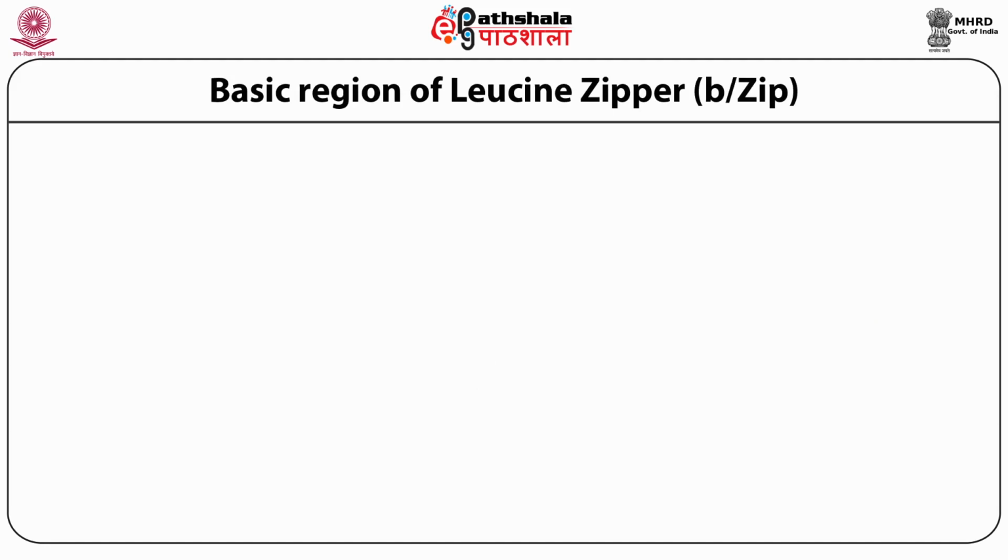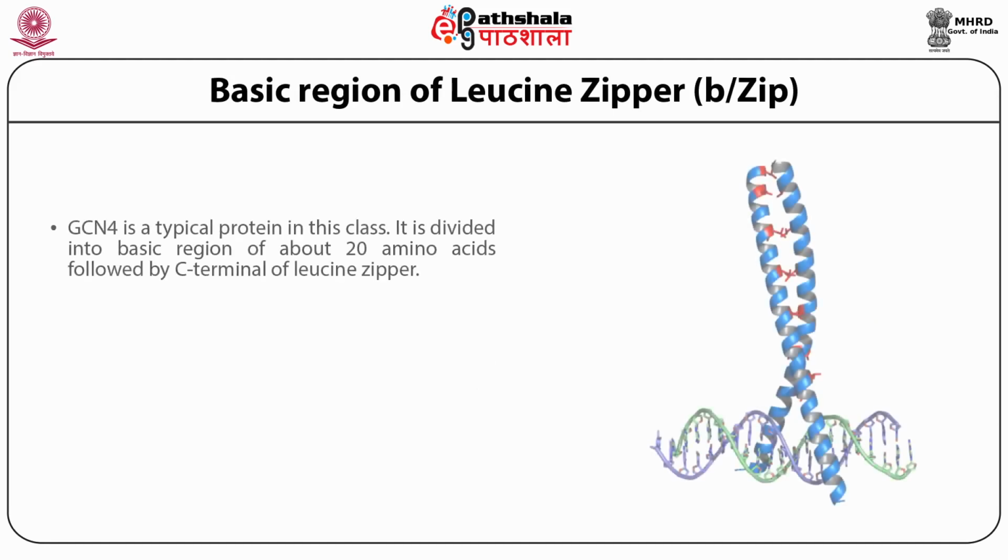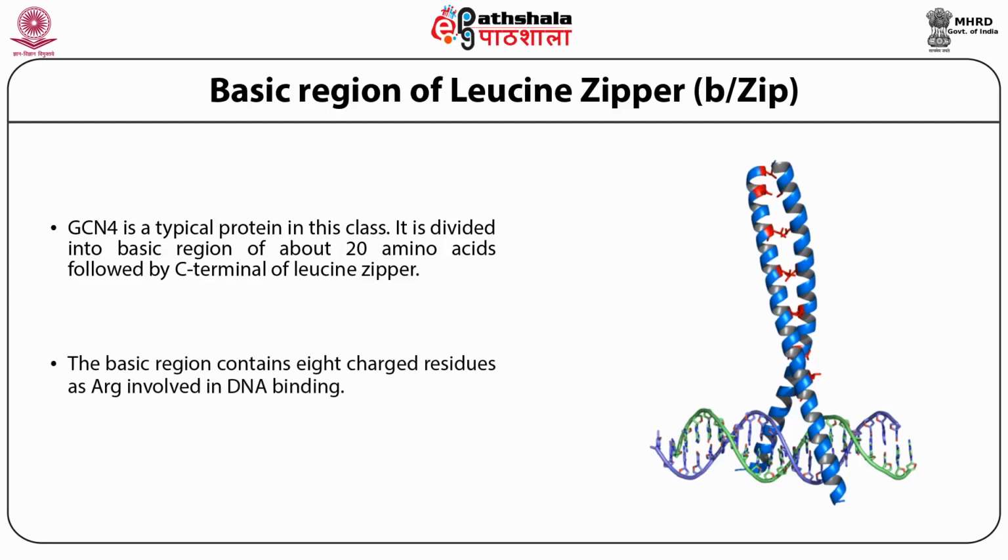Basic region leucine zipper, B-zip, GCN4 is a typical protein in this class. It is divided into two regions. A basic region of about 20 amino acids followed by a C-terminal leucine zipper. The basic region contains about 8 charged residues, and arginine is involved in binding.